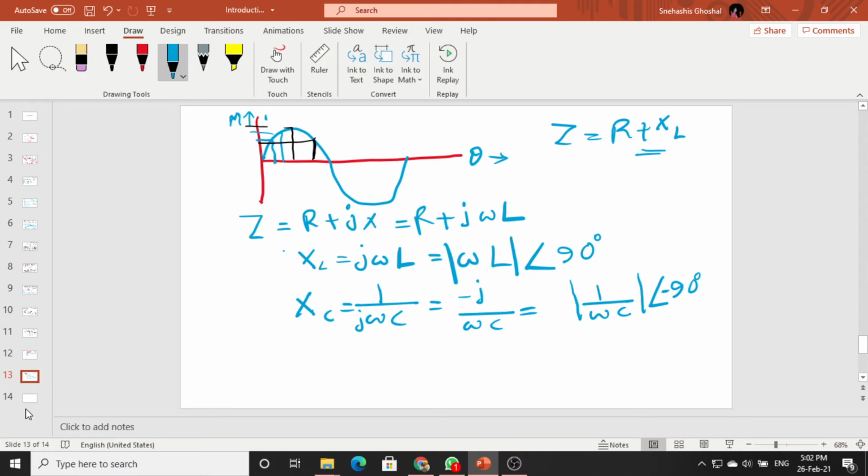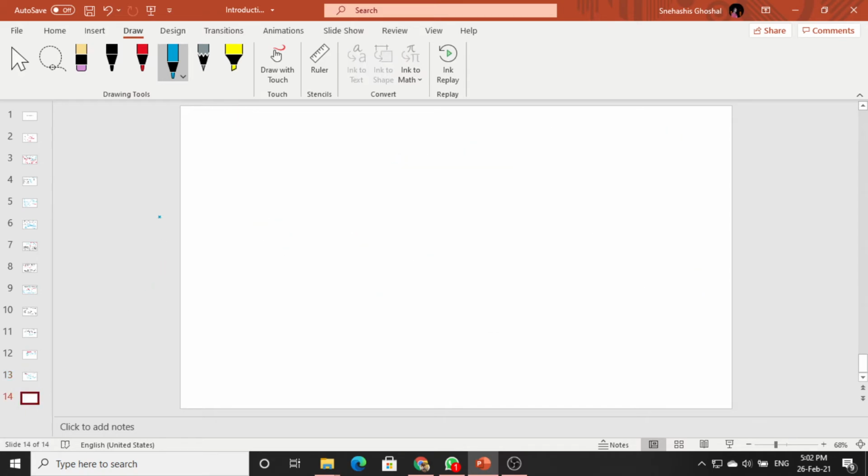Now we will consider a few different circuit approaches. First one is the series RL circuit. Series R circuit is already known to you, that will be DC analysis, similar to DC analysis.